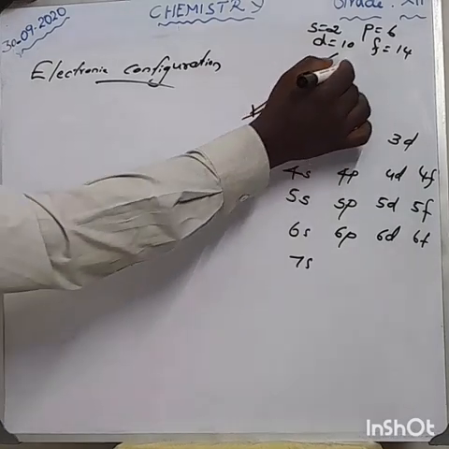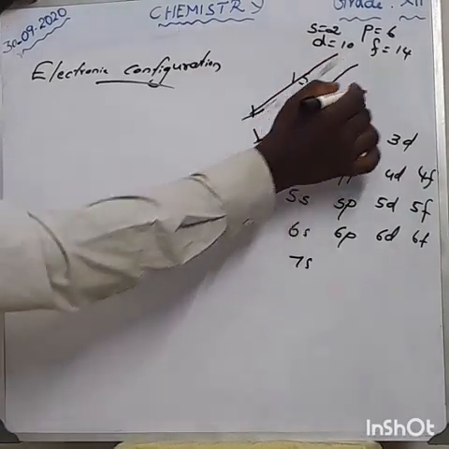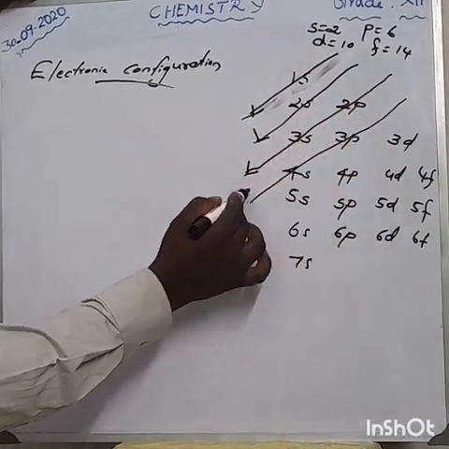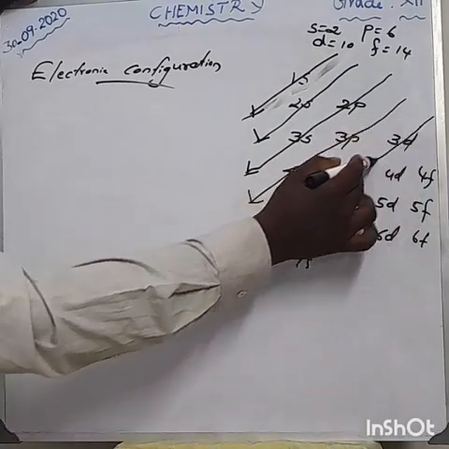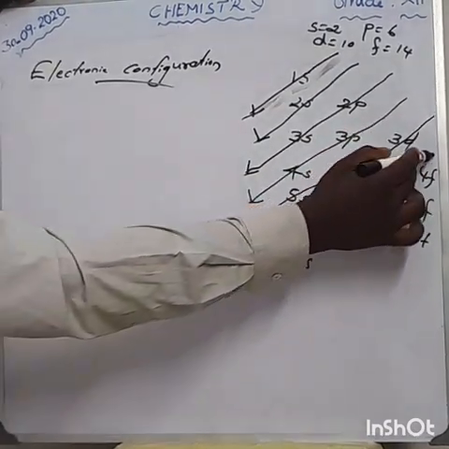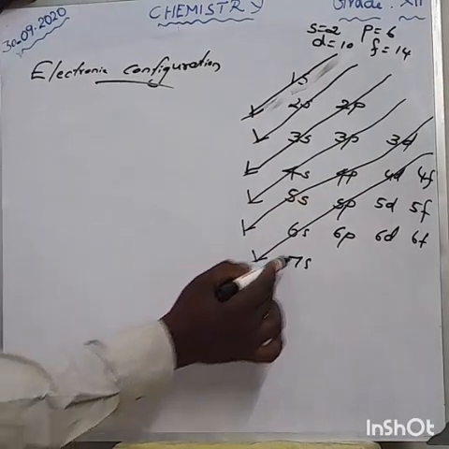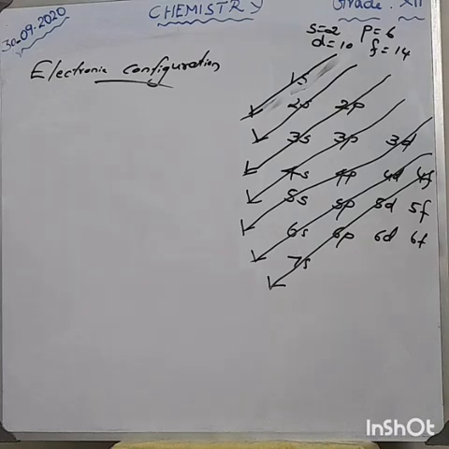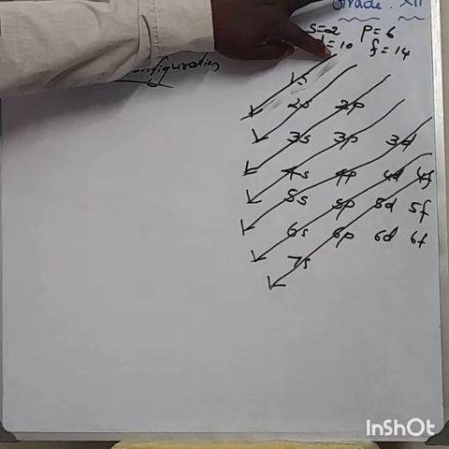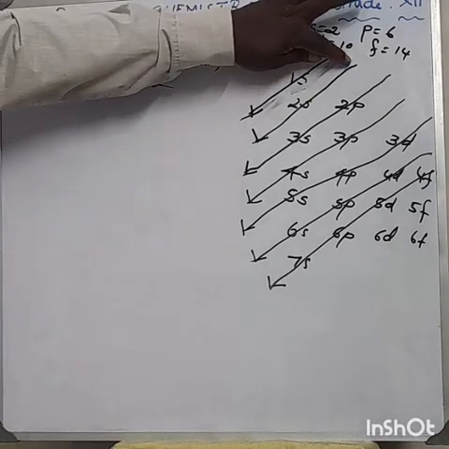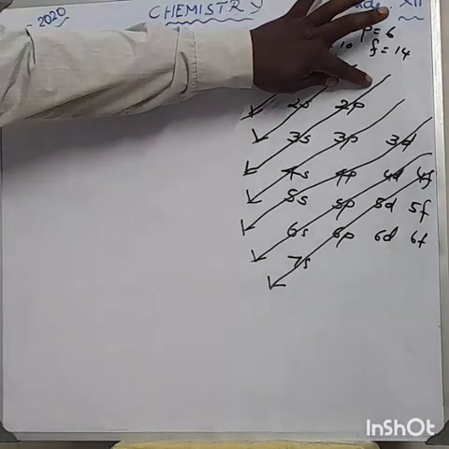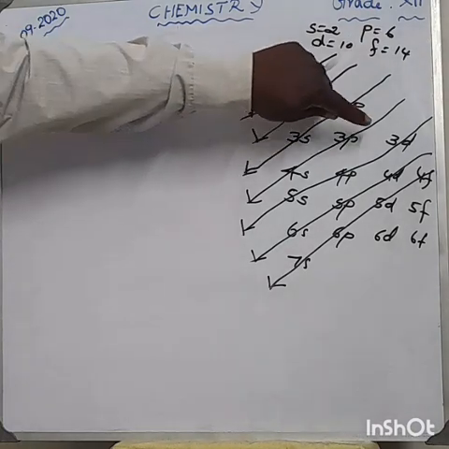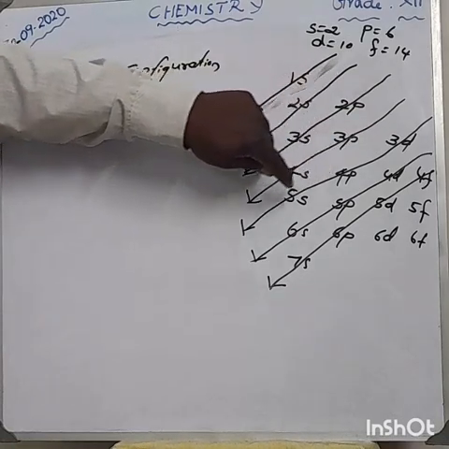Oneness. Next 2s. Next 2p, 3s. Next 3p, 4s. Next 3d, 4p, 5s. Next 4d, 5p, 6s. This is the order. Okay. First, to start with here, 1s. Next 2s. Next 2p, 3s. Next 3p, 4s. Next 3d, 4p, 5s, etc.